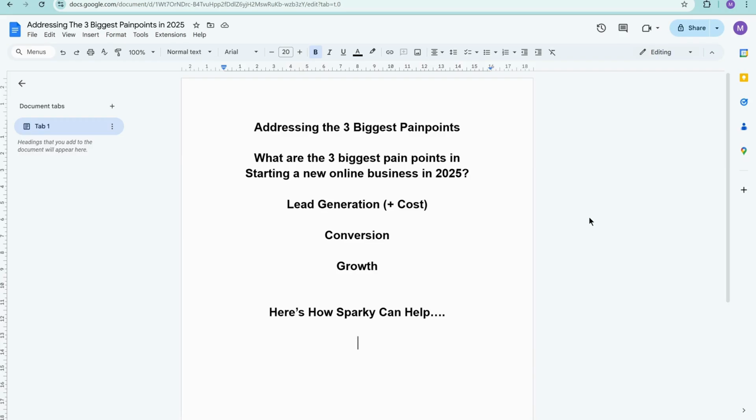I'm going to start with the first one, which is lead generation, okay? And when I say lead generation, it's two things. Number one, it is generating enough leads to be able to grow your business. So where do I find these leads? How do I make sure that I've actually got enough leads? How do I start running a business that is going to consistently get leads into my back office? And number two around that is the cost of the leads, right?